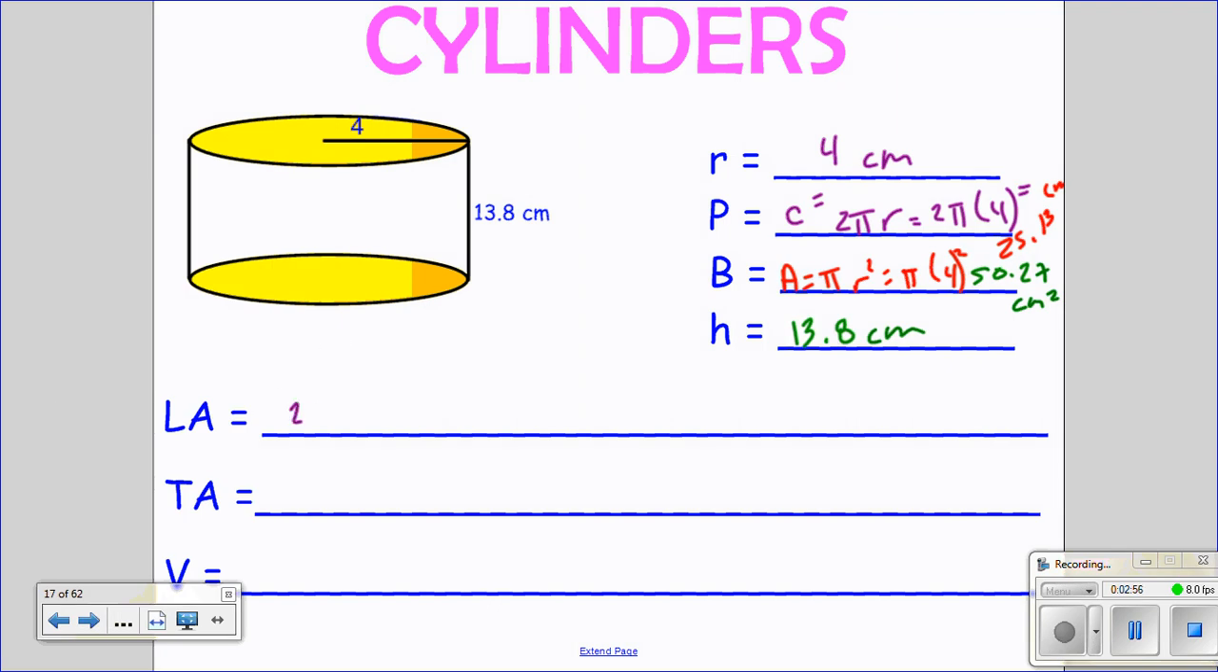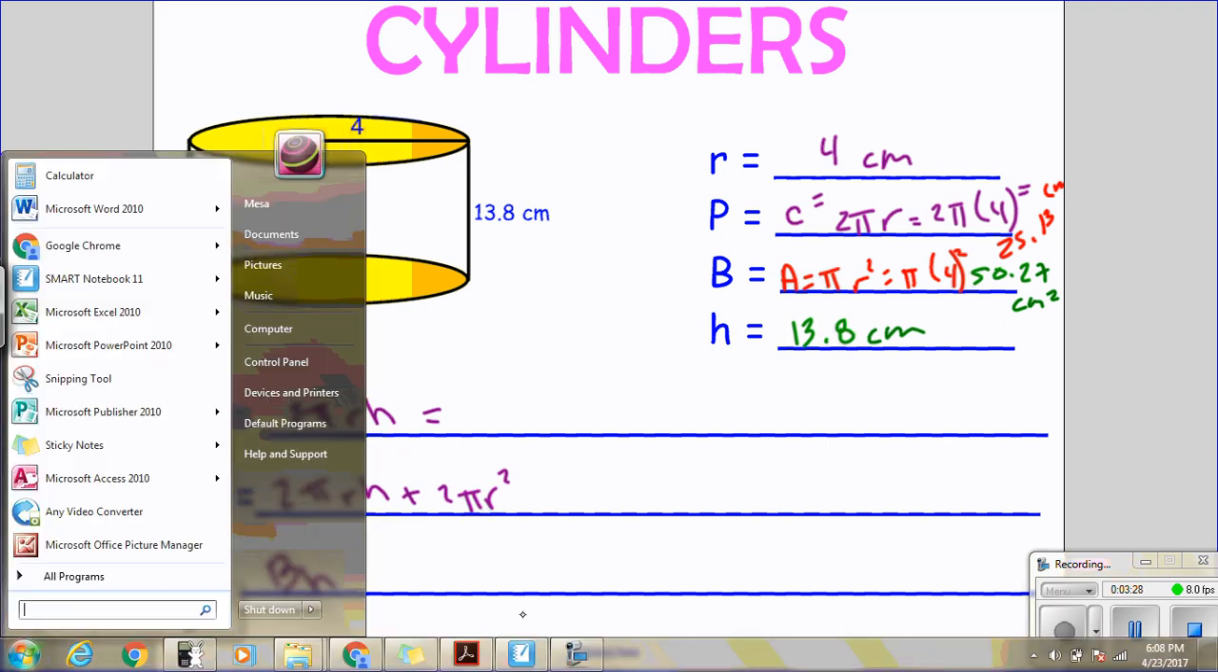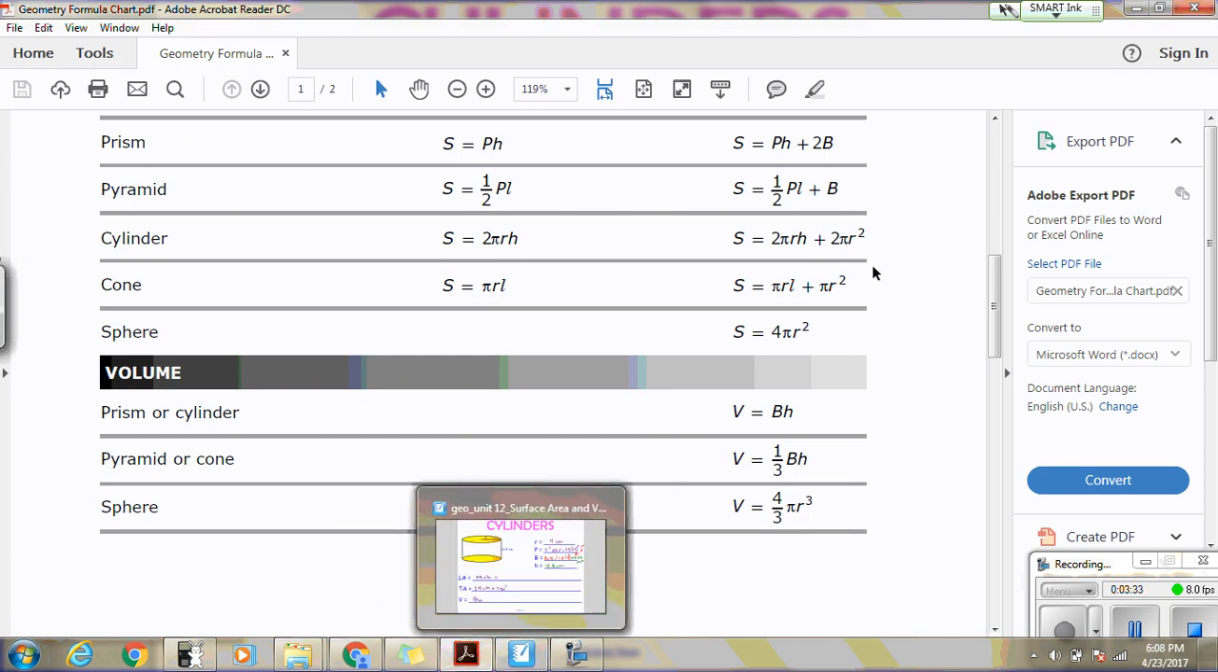So again, it was 2 times pi times radius times height for our lateral area. Total was 2 times pi times radius times height plus 2 pi r squared. And our volume was B times height. So for our lateral area, let's just make sure I wrote these right real quick. Yep, we're good.